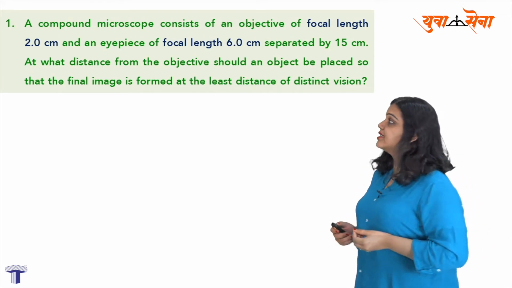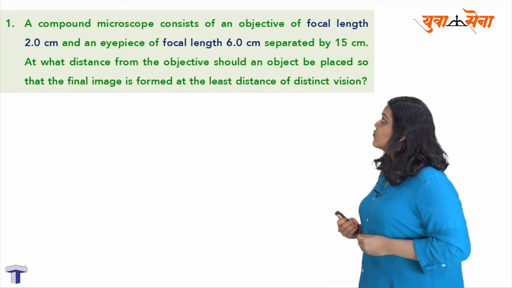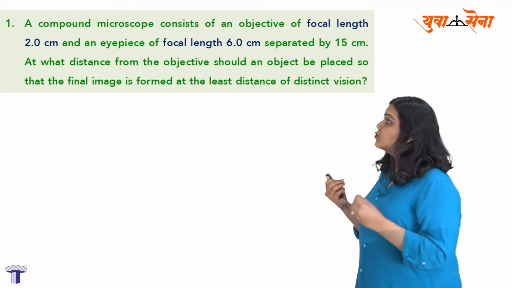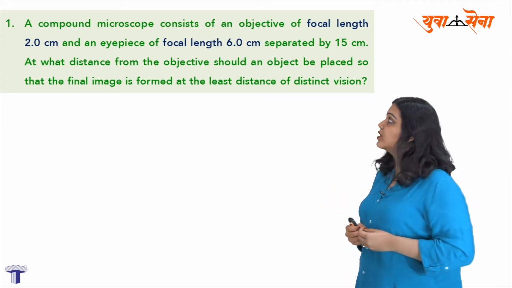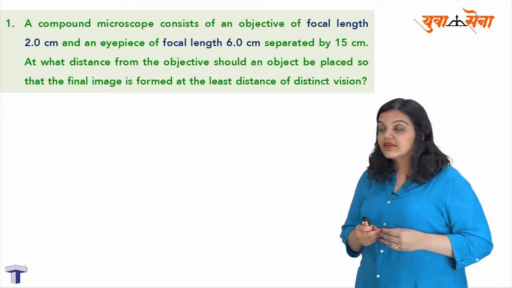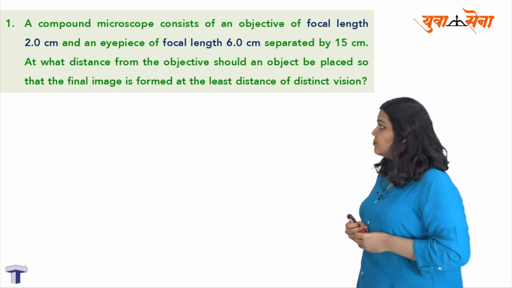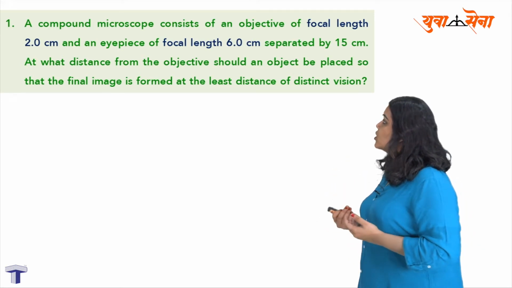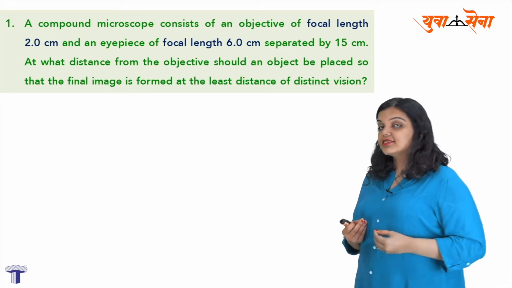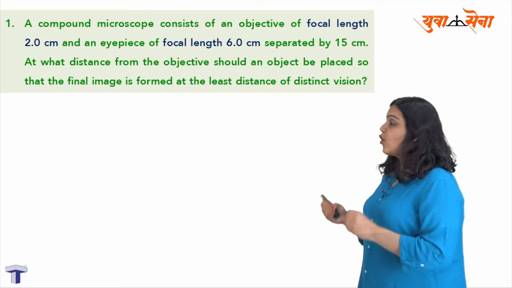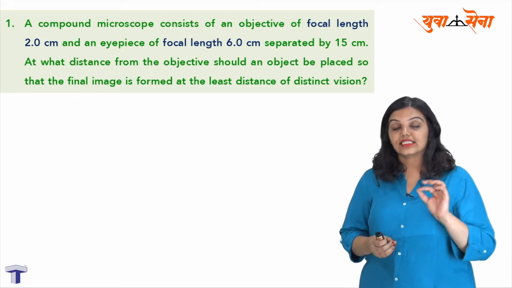The first question says that a compound microscope consists of an objective of focal length 2 centimeters and an eyepiece of focal length 6 centimeters separated by a distance of 15 centimeters. At what distance from the objective should an object be placed so that the final image is formed at the least distance of distinct vision?